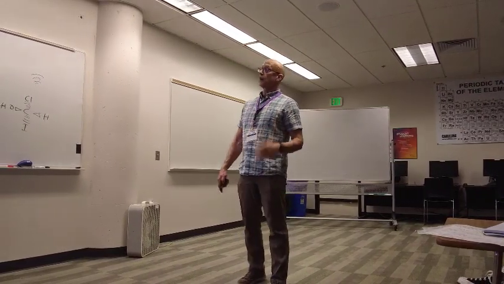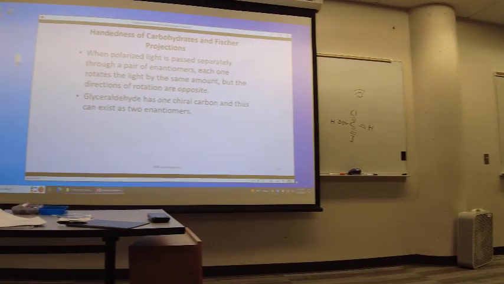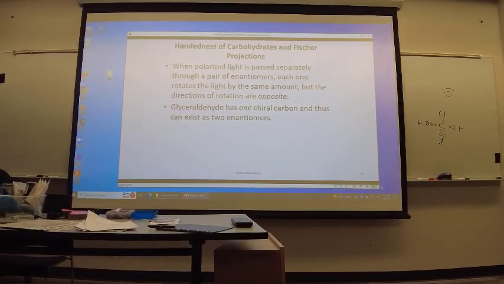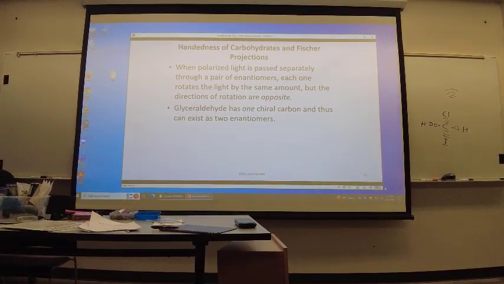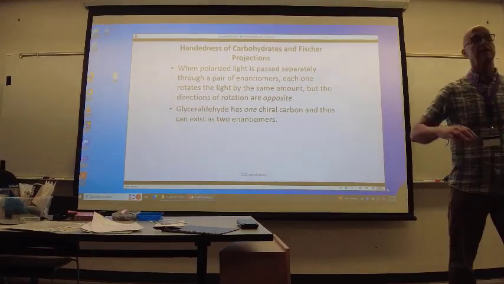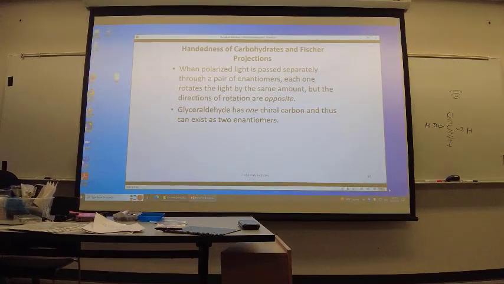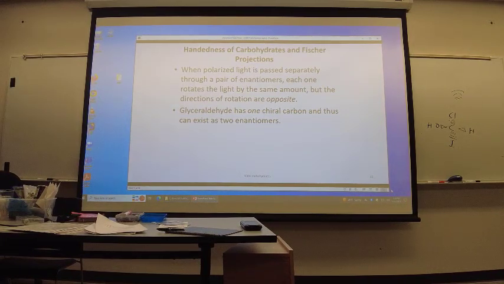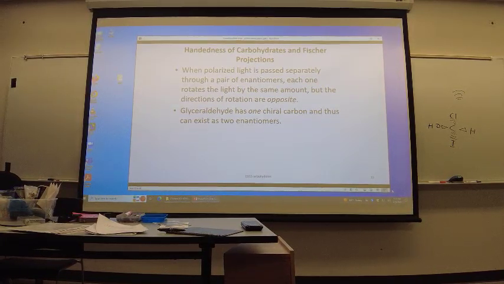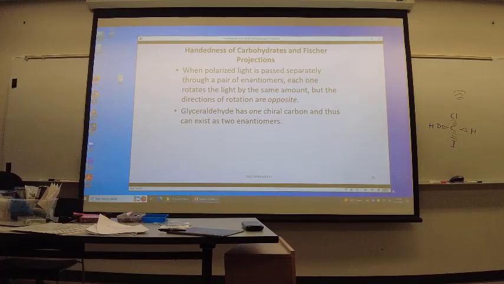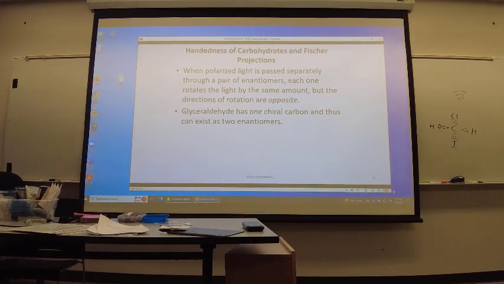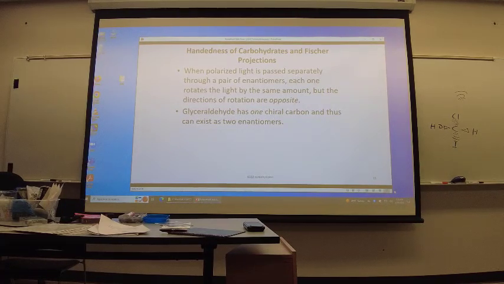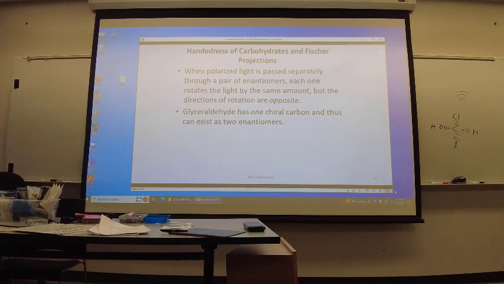So, this is kind of wild. When polarized light is passed separately through this fancy word, enantiomers, that's another word for the chiral carbons, they rotate the light. Now, when we call them enantiomers, what we mean is the D and L are enantiomers. Like me and my brother born on the same day, we're twins, right? The D and L, right? Me and my brother, same day, same womb. Okay. We're twins, but the D and L sugars, they're called enantiomers of each other, if everything else was the same.